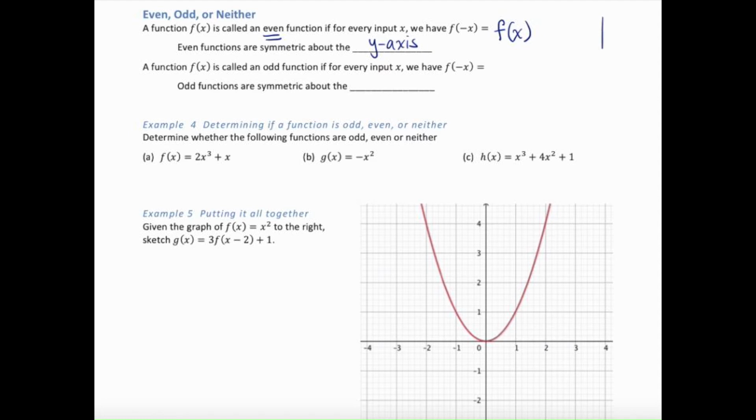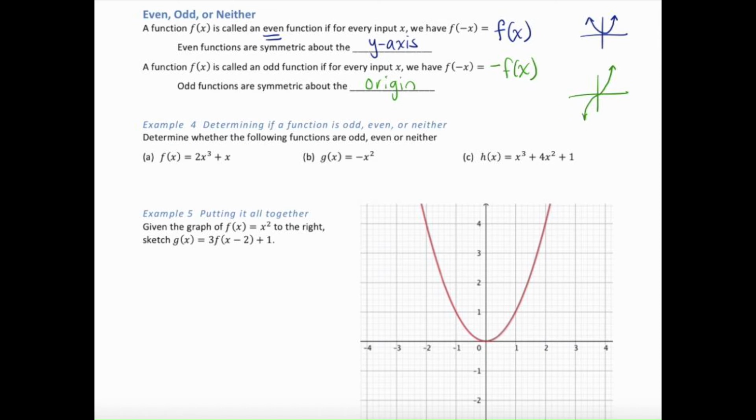In this case, think of something like a parabola. It's symmetric about the y-axis. You can flip it back and forth in these directions and it looks the same. A function f of x is called an odd function if for every input x we have f of negative x equals negative f of x. You notice this does affect our output. Odd functions are symmetric about the origin. This looks like the graph of, say, x cubed.